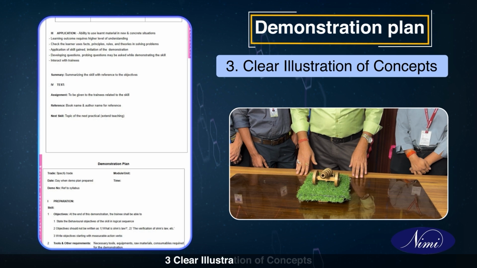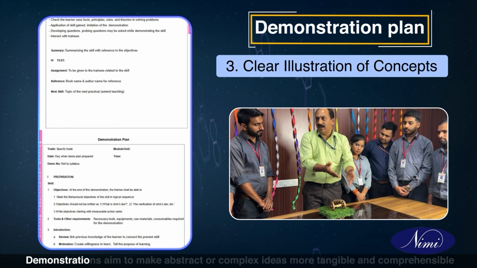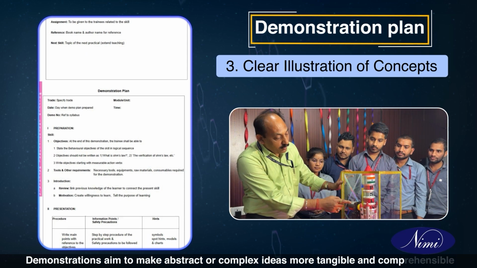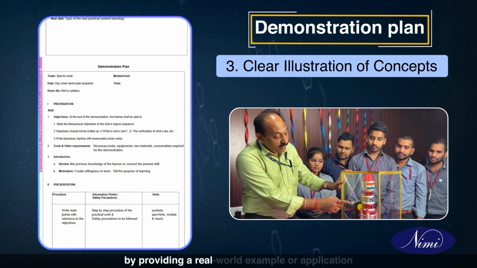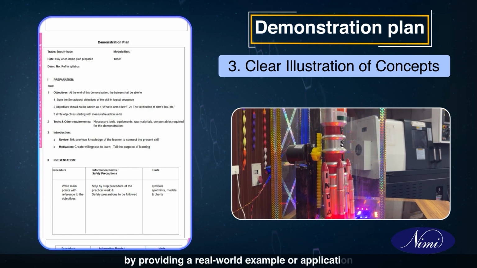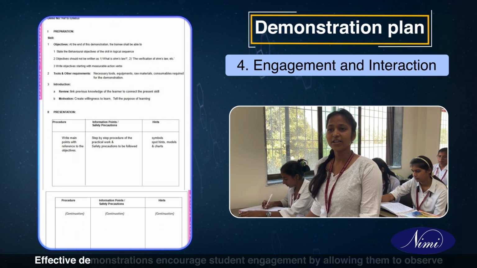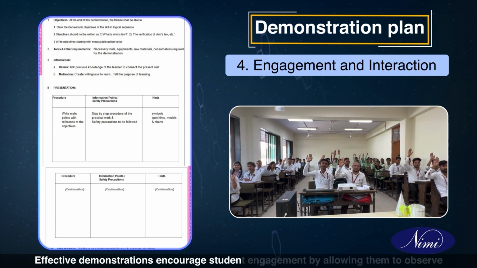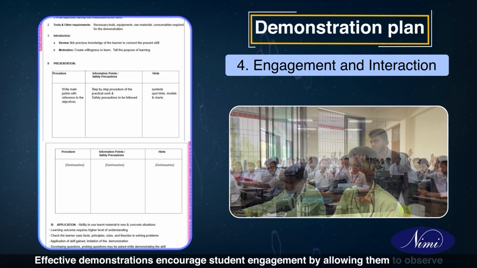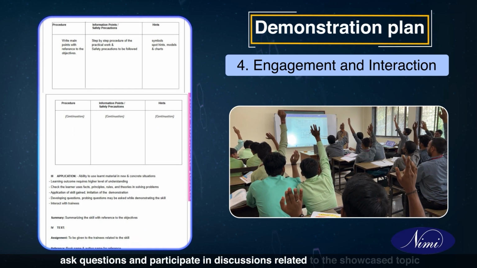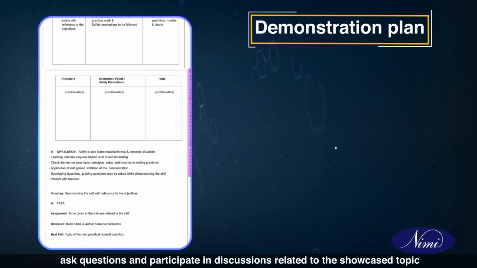3. Clear illustration of concepts. Demonstrations aim to make abstract or complex ideas more tangible and comprehensible by providing a real-world example or application. 4. Engagement and interaction. Effective demonstrations encourage student engagement by allowing them to observe, ask questions, and participate in discussions related to the showcased topic.